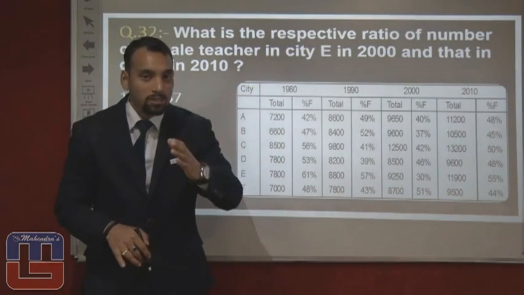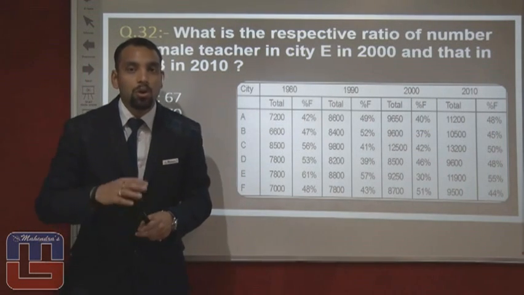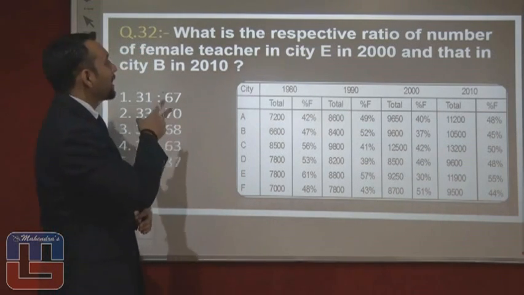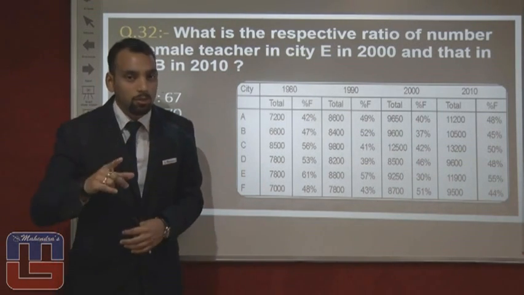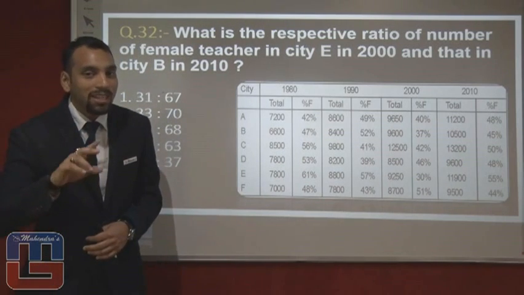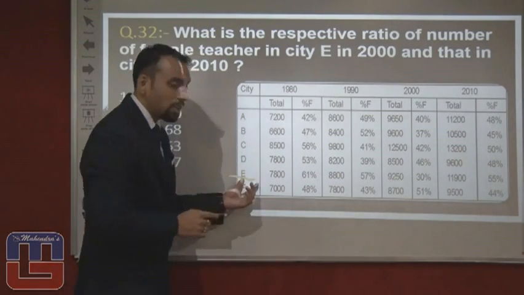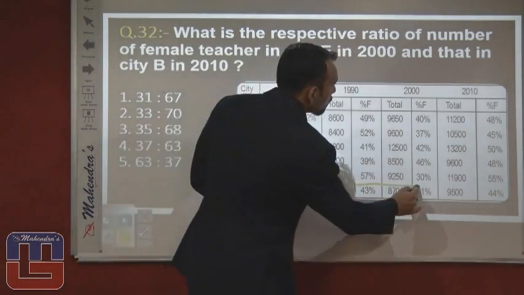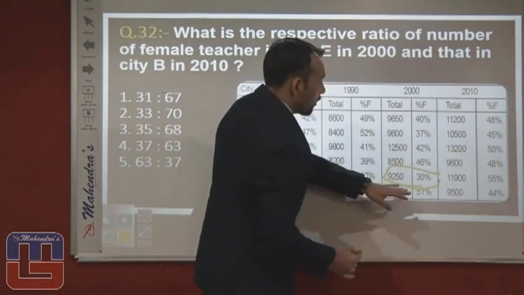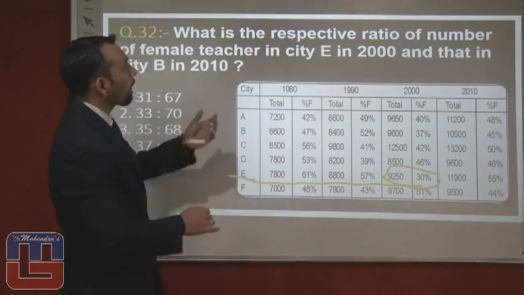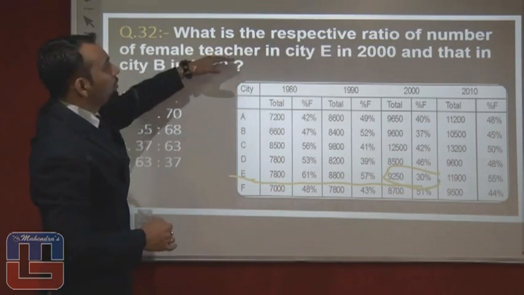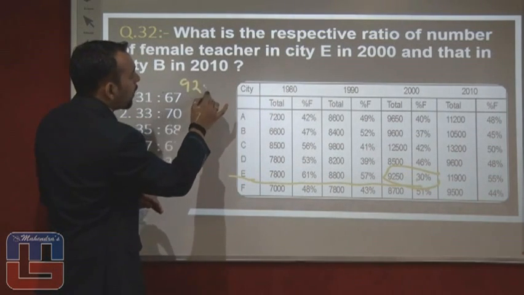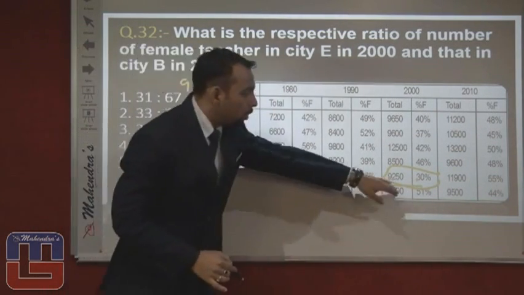The next question from DI, you can see what is the respective ratio of number of female teacher in city A in 2000 and that in city B in 2000. That's what the question is saying. Female teacher in city, where is city E? This one city E, in which year? 2000. Now see, city E, which year? This one. 9250, 30%. So, respective ratio of female teachers in city E in 2000, which means this one. So directly we can say 925 into 3. 0 will be cancelled.